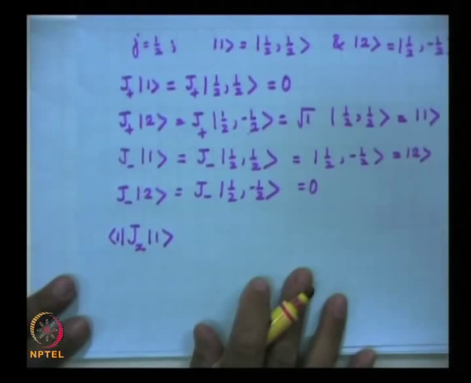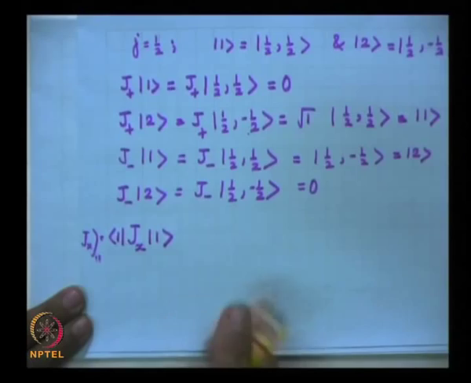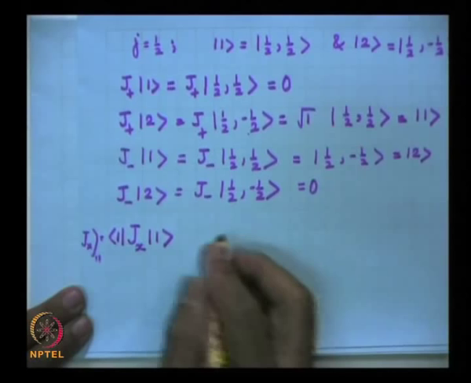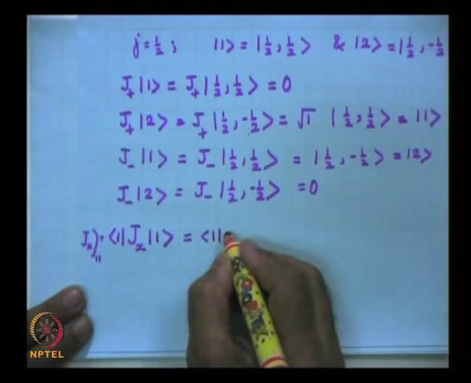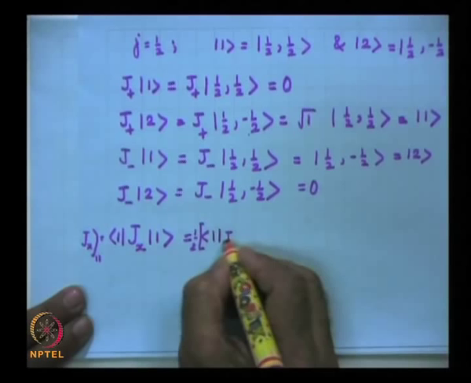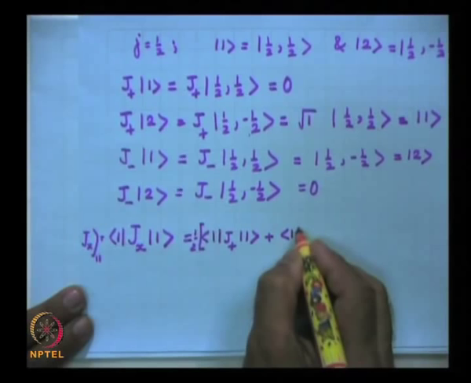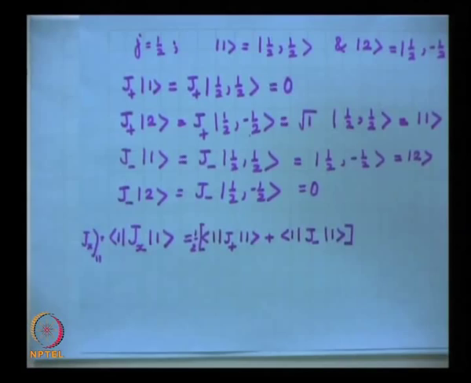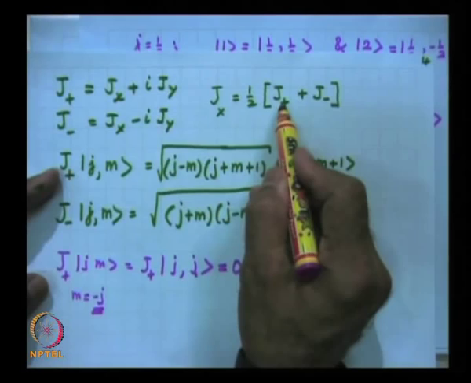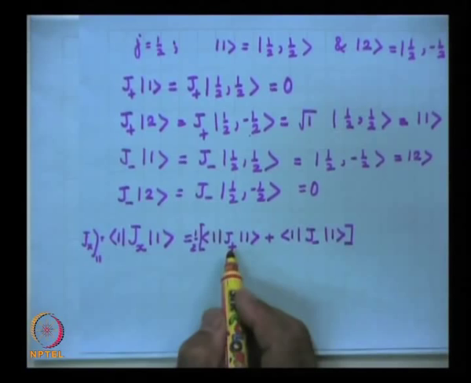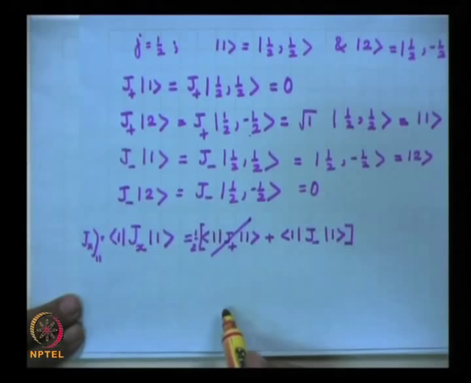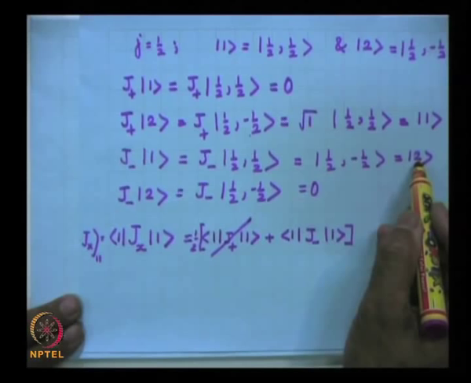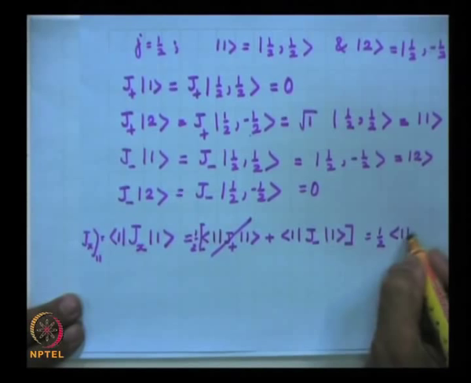So this is my Jx 1,1, the 1,1th matrix element. So this will be equal to 1, a factor of half outside, bra 1 J plus ket 1 plus bra 1 J minus ket 1, because we had seen the relation that Jx was equal to half J plus plus J minus. So half J plus, now J plus ket 1 is a null ket, so this is 0. J minus ket 1 is ket 2. So this becomes equal to half bra 1 ket 2. These are orthonormal kets, so this is 0.